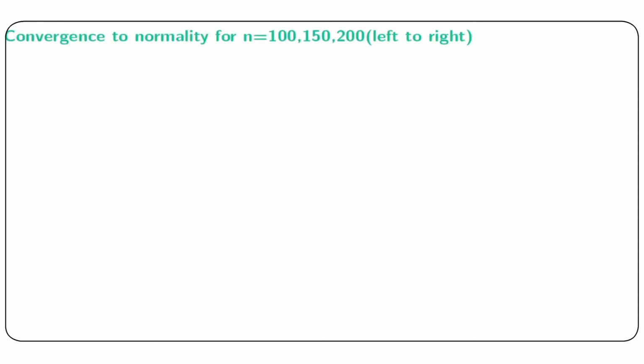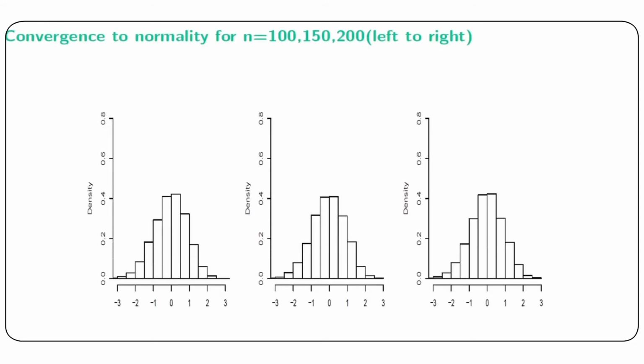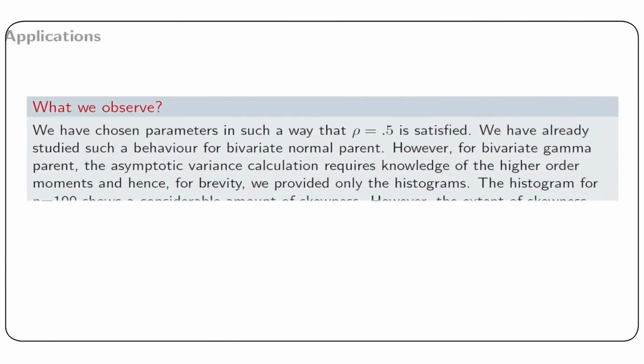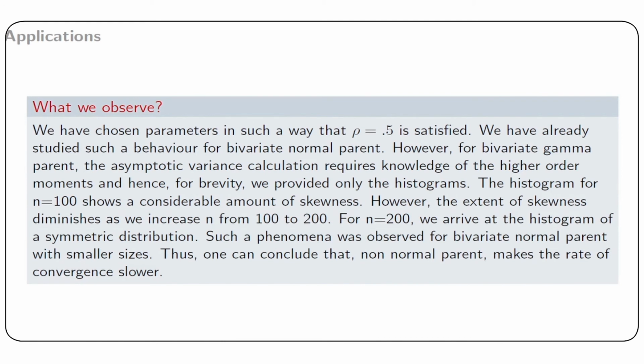So for bivariate gamma parent, we have generated the histograms for n equal to 100, 150 and 200. It should be noted that we have chosen parameters a and b in such a way that rho equal to 0.5 is satisfied. We have already studied such a behavior for bivariate normal parent. However, for bivariate gamma parent, the asymptotic variance calculation requires knowledge of the higher order moments, and hence for brevity we provide only the histogram.